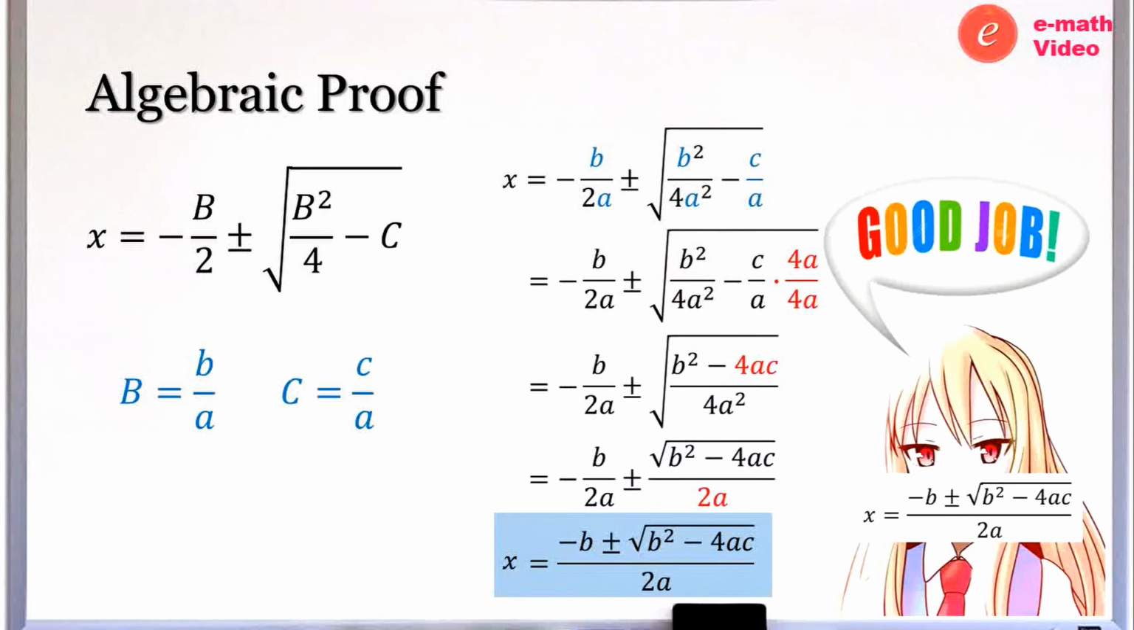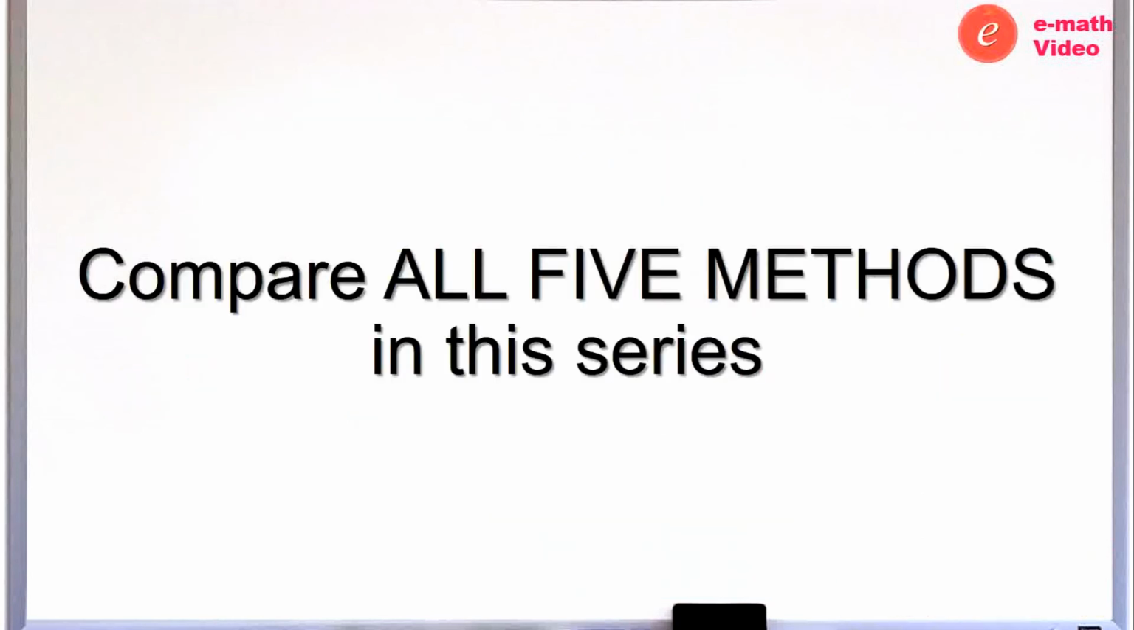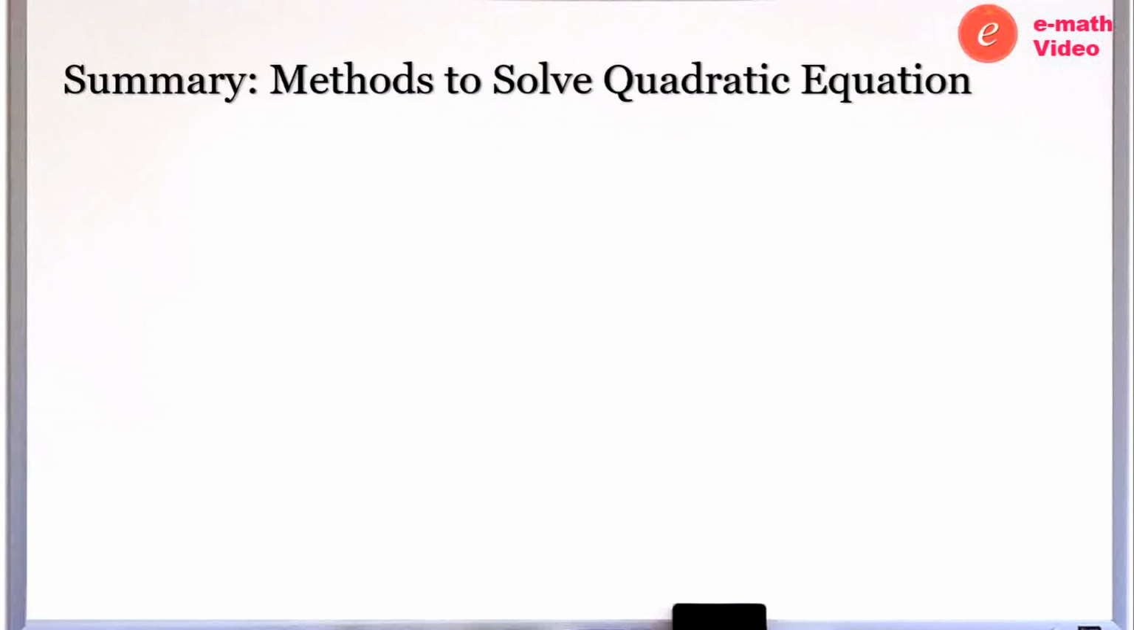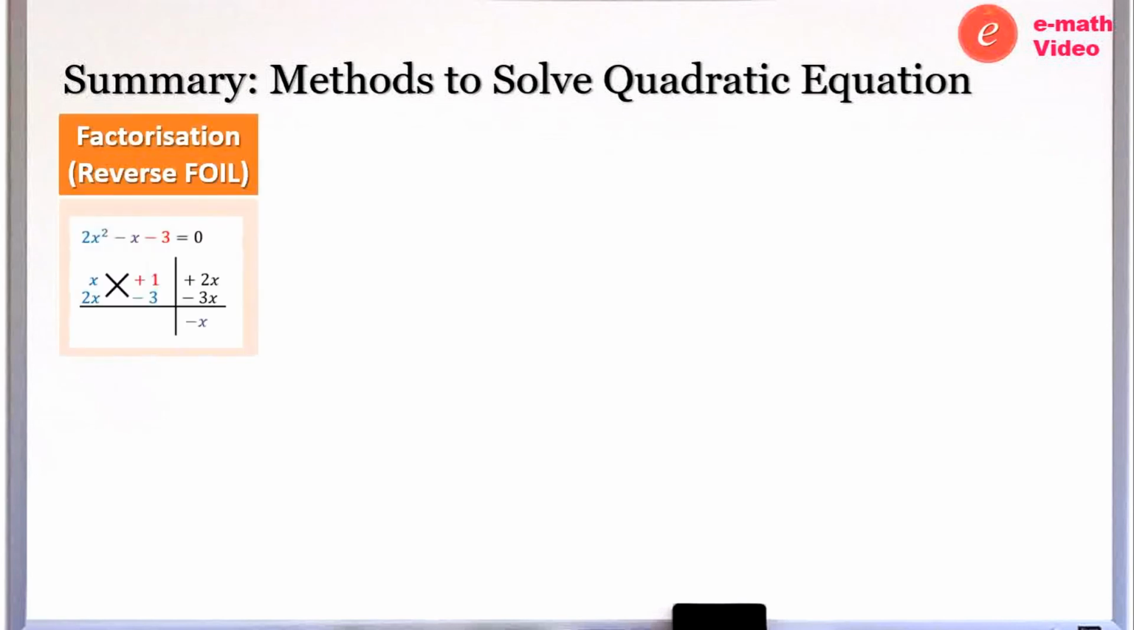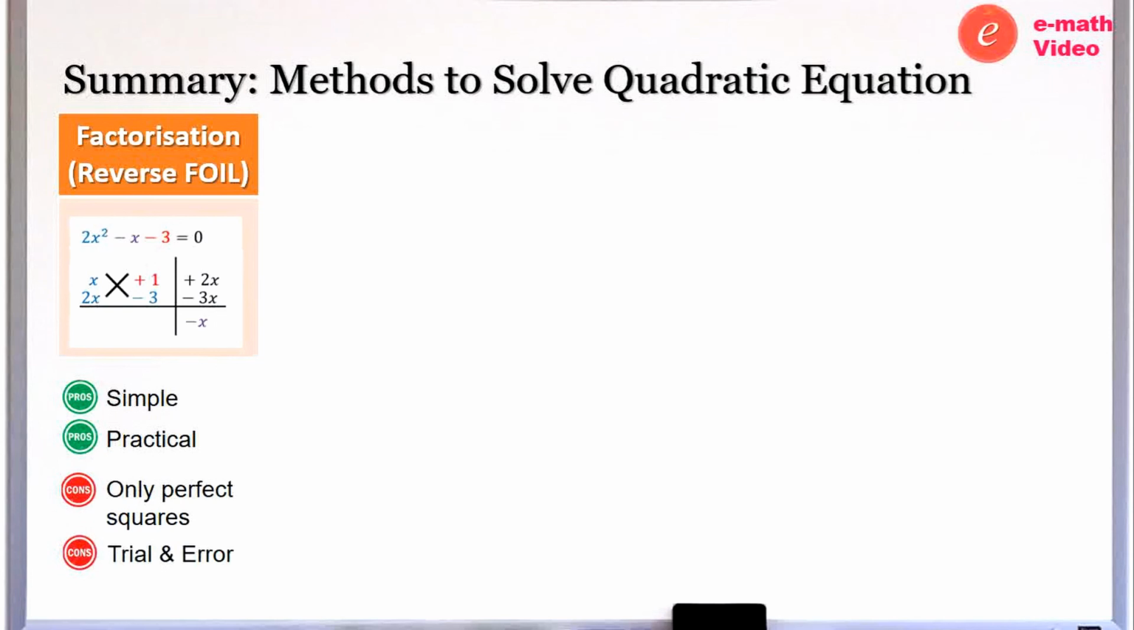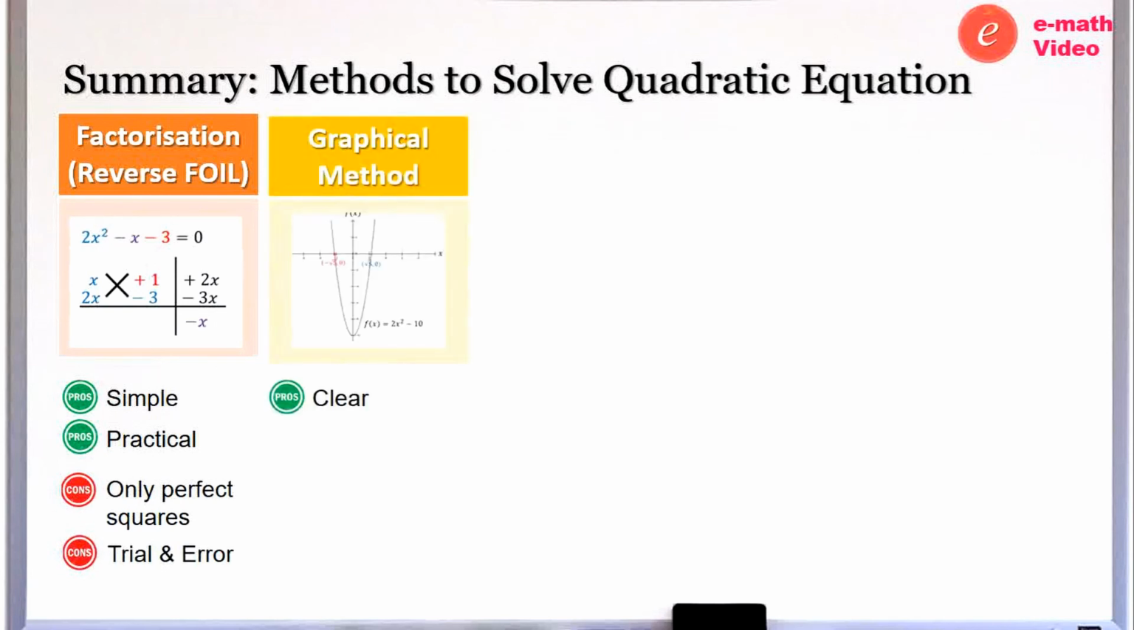Okay, to end this series, I will do a comparison between all 5 methods that we came across in this series. Note that these are just my personal opinion, and I do not represent everyone. The first method we used was the factorization method, or the reverse Hoyle technique. Advantage: simple and practical. Disadvantage: only works for perfect squares, involves tons of trial and error. Graphical method. Advantage: clear and accurate. Disadvantage: only works for real roots, takes time to plot the graph, therefore it is not practical.